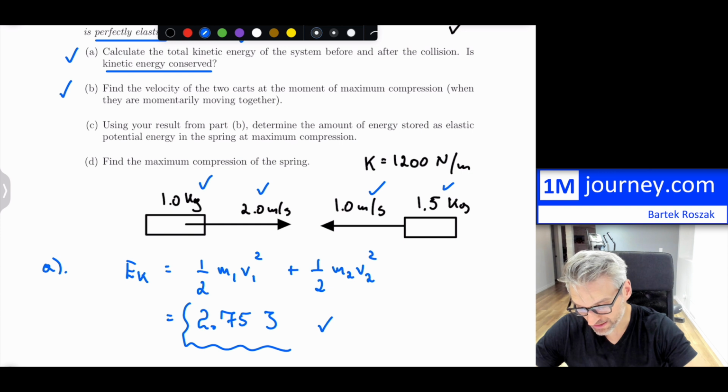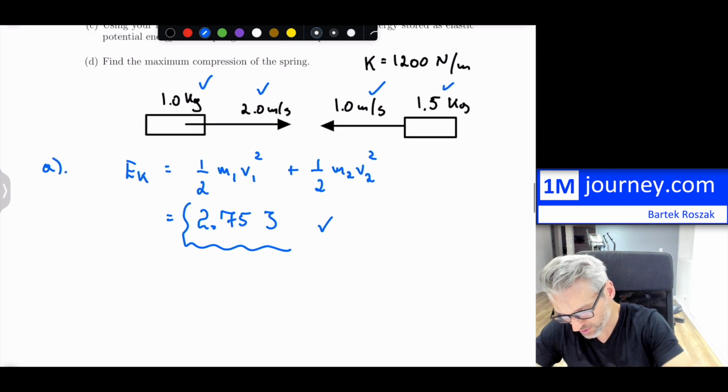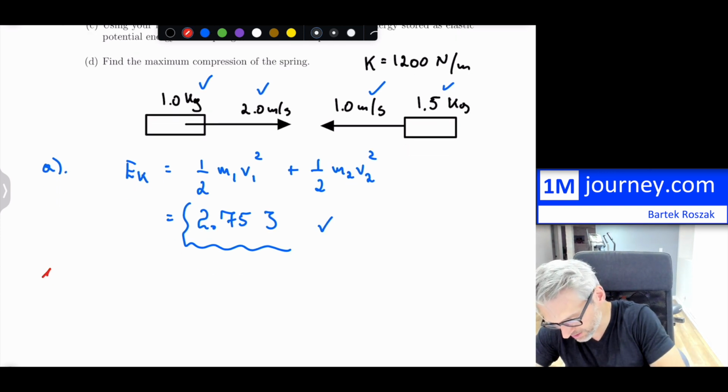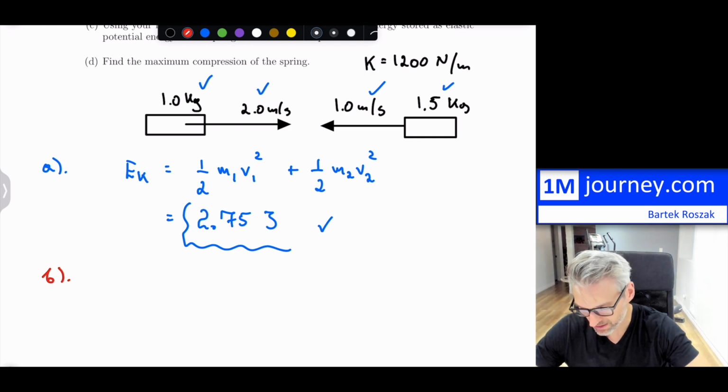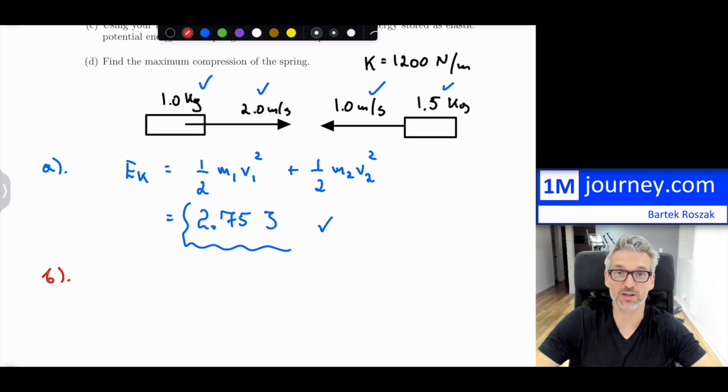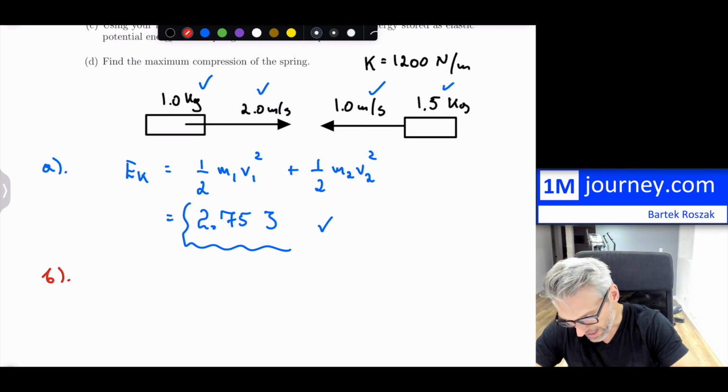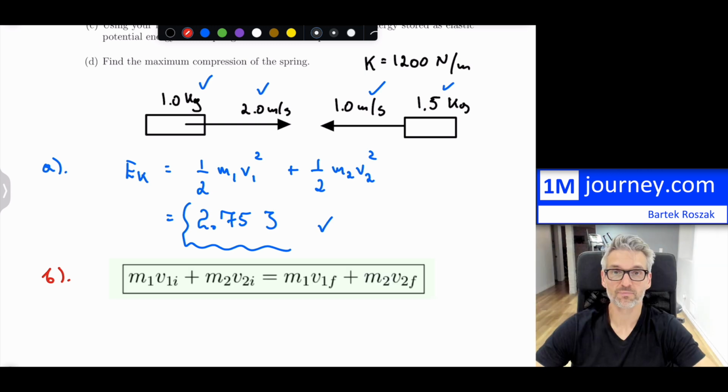So when they are momentarily moving together. So this is a great question because it forces you back to understanding momentum and then how to obtain this information. So we're not going to get this from kinetic energy, but we can certainly get it from the conservation of momentum. So now recall that for conservation of momentum, okay, our formula was this.